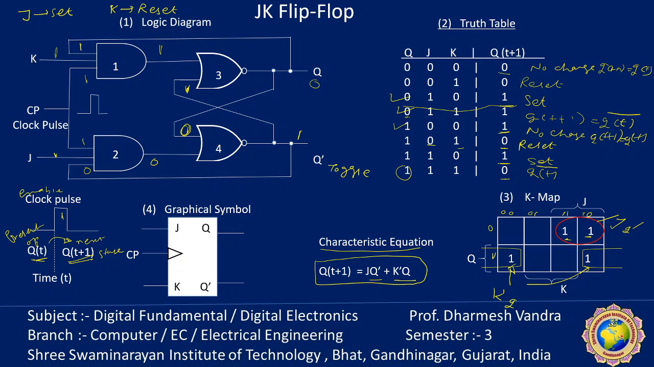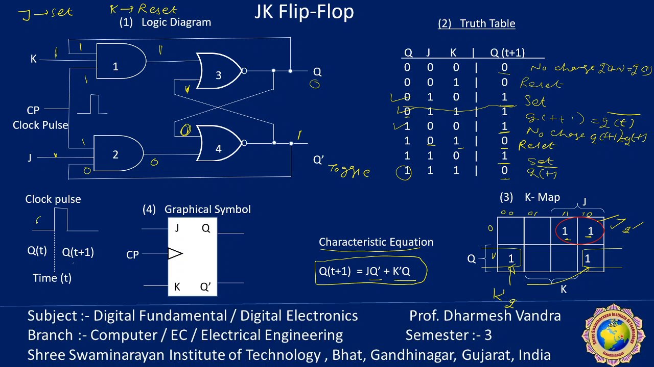J and K both equal to 1 is an invalid condition. To avoid this undesirable operation, the clock pulse must have a time duration shorter than the propagation delay of the flip-flop. Now here the question arises. Suppose the clock pulse is given as the symbol already drawn here. What happens when J and K are both 1? This is a very serious issue, or we can say it is one disadvantage of the JK flip-flop.